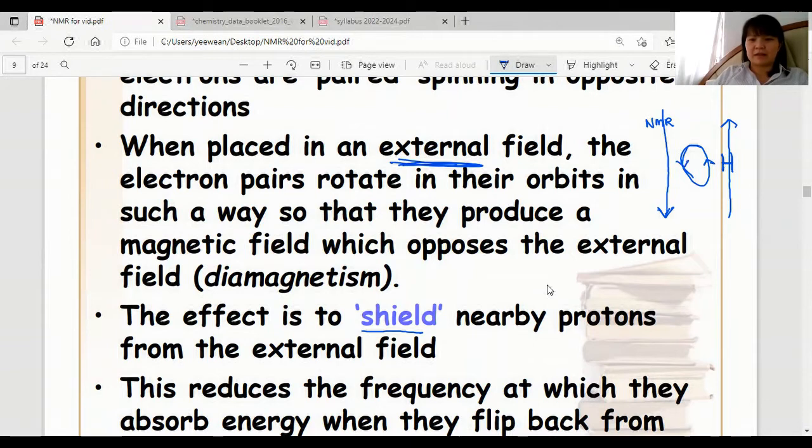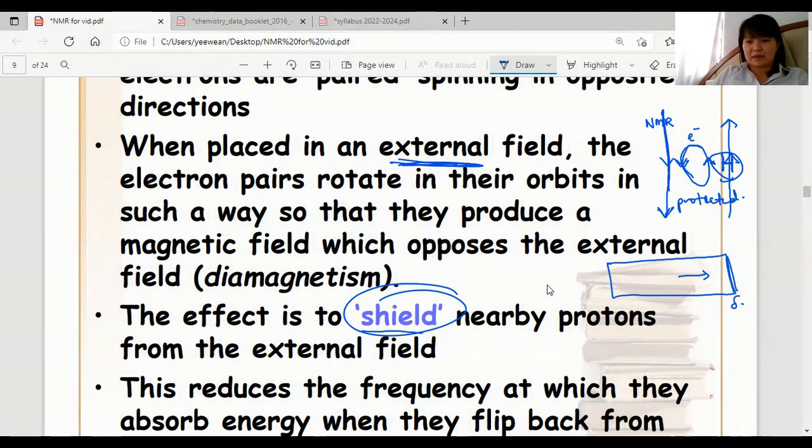Okay, do you see that in such a way, this electron spin will protect this proton from this field by going the same way. So up is with up, down is with down. So it's sort of protected. So it shields the nearby protons. Okay, when something is shielded, in your spectrum, you'll see that it's closer to the TMS. So it has a smaller value. So that is when it's shielded.